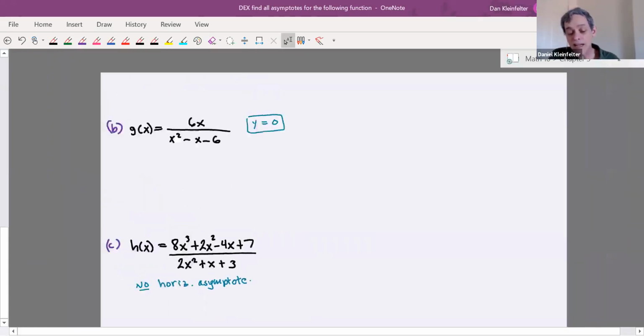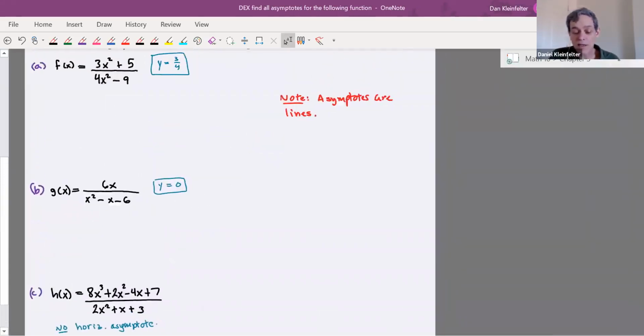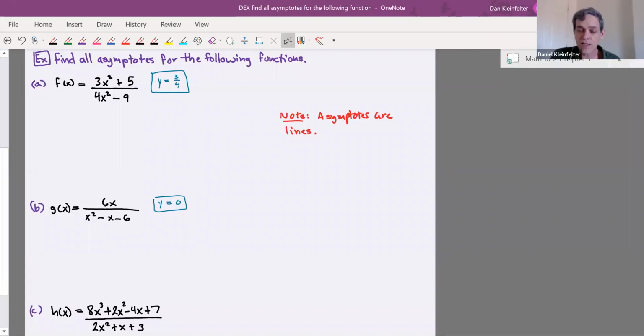In a way, finding horizontal asymptotes is easier because all you got to do is look at those degrees of the two polynomials and compare them. Is it going to be 0? Is it going to be no horizontal asymptote? Or is it going to be just that quotient? So in a way, it's a little less work than finding the zeros of the denominator.